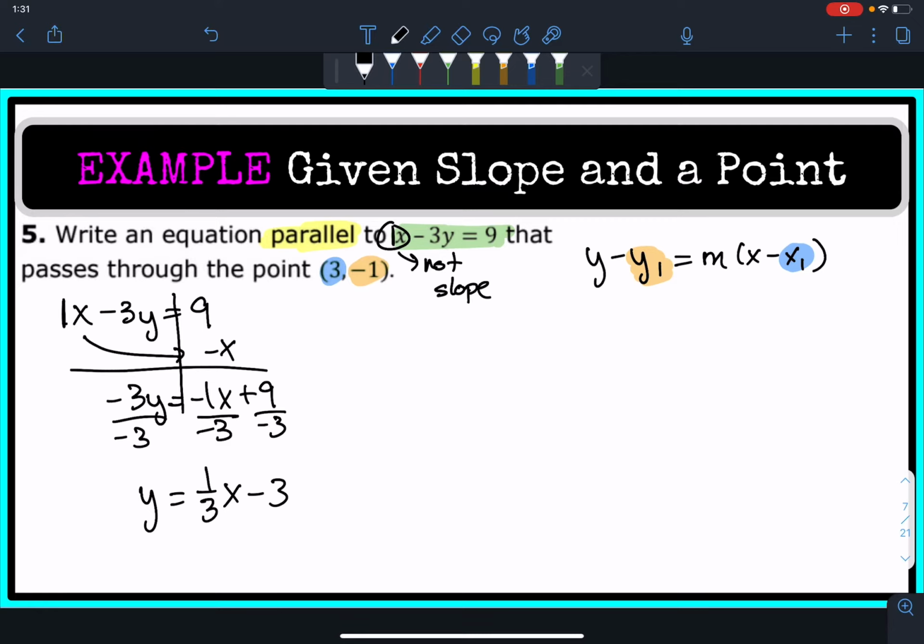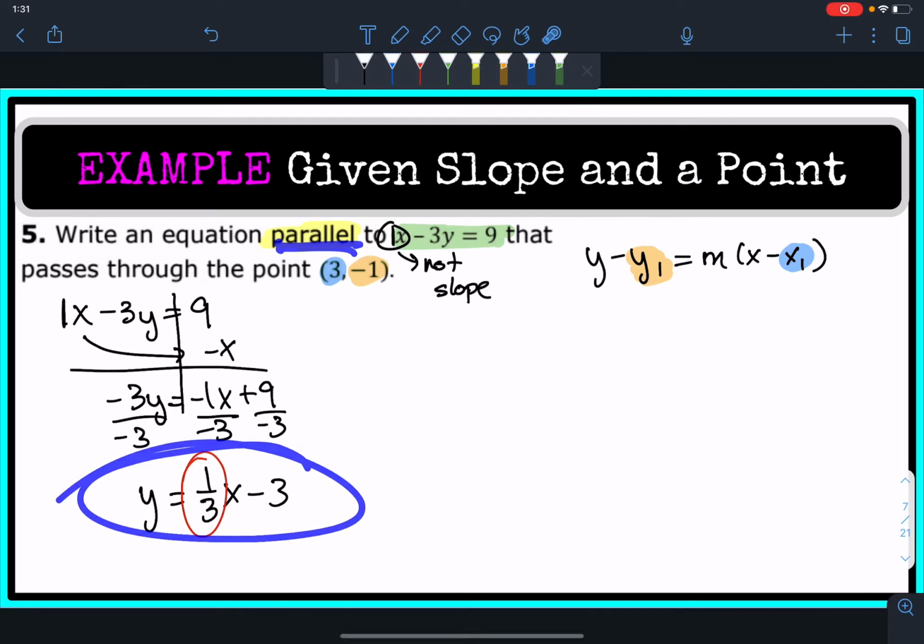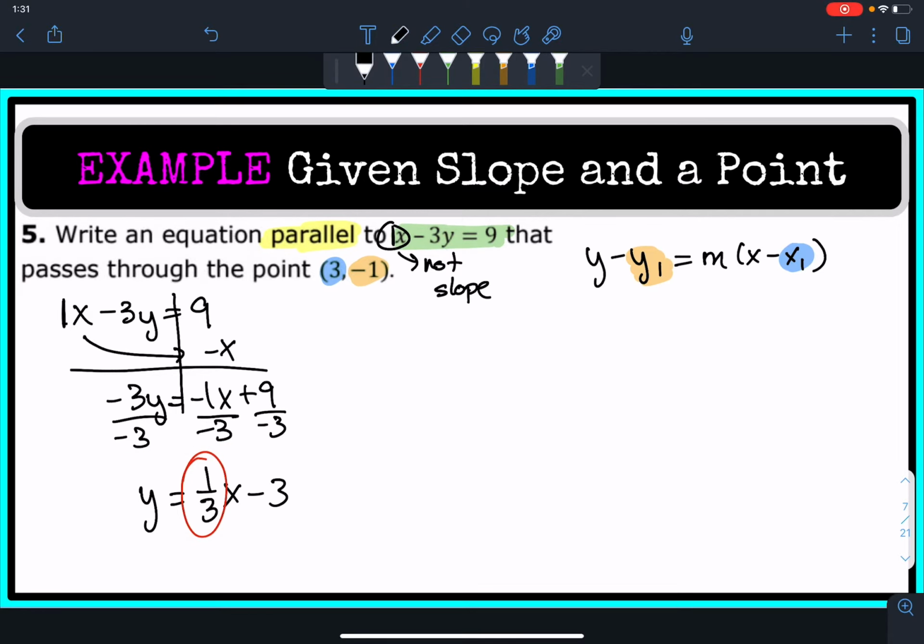Now from here, the only thing that we're interested in is the slope of our line. Since we want this new line to be parallel to this existing line down here, the slopes have to be the same. So the value that I'm going to use for m is also going to be 1/3. So now I can start substituting in these three numbers.